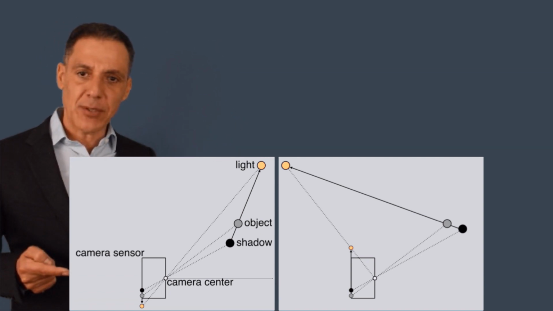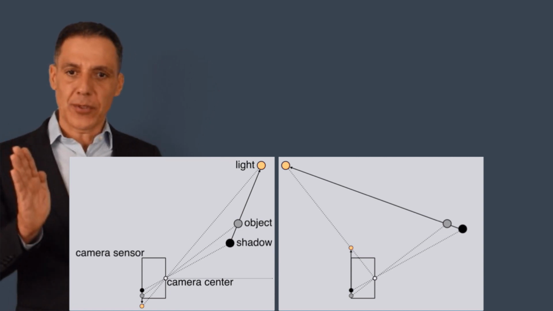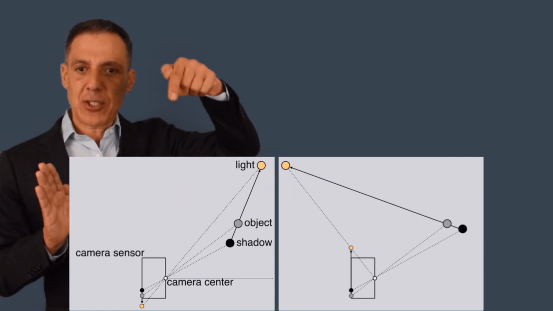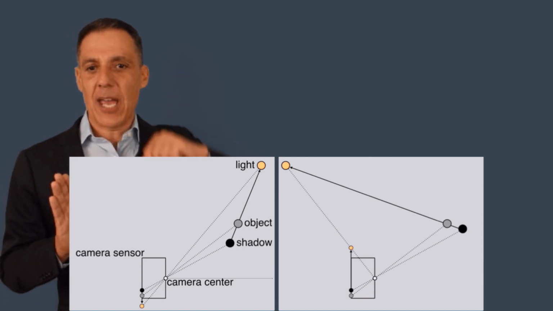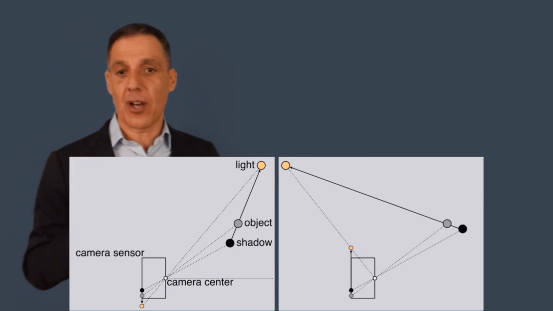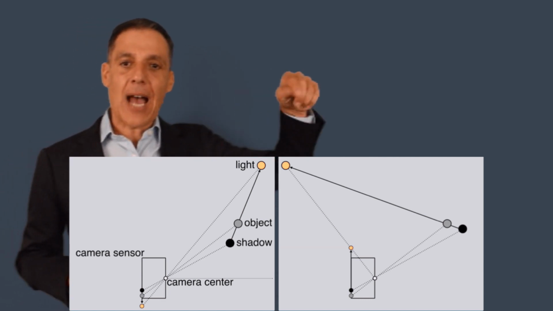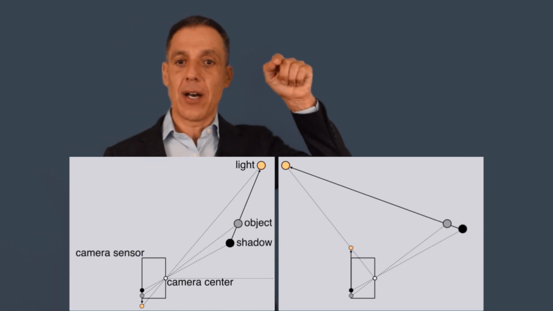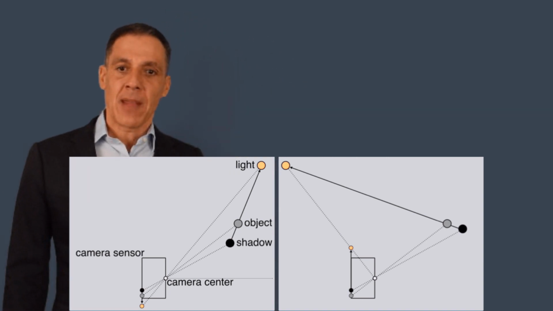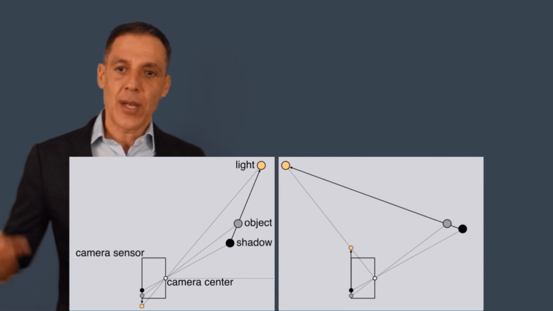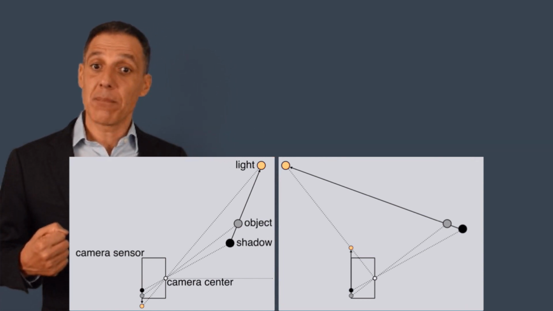I have a camera down here. The back of the camera is over here. The aperture or the lens or the pinhole of the camera is there. That looks a lot like a camera obscura that we saw in the background section. And out in the world, again, bird's eye view, I have an object that's shown in gray. I have a light source that's shown in yellow. And I have a shadow that's shown in black.